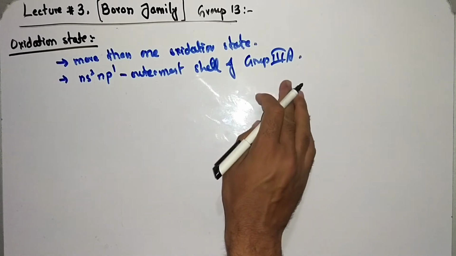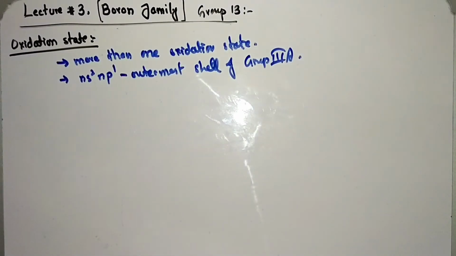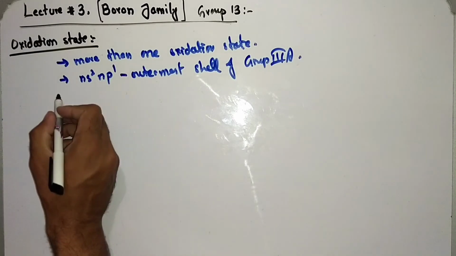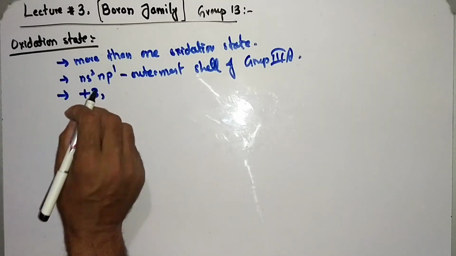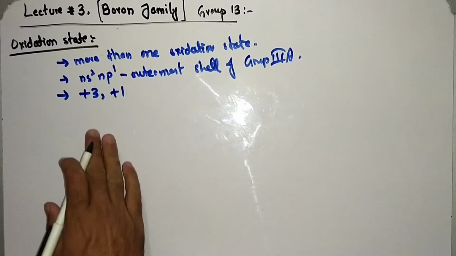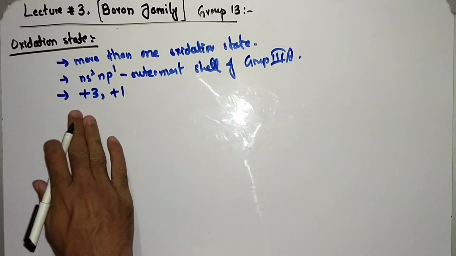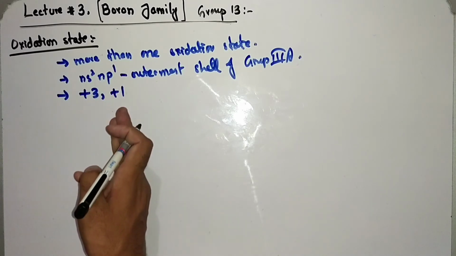Or you can say the third group elements. The expected oxidation states are +3 and +1. In this group, the expected oxidation state is either +3 or +1. Why can it not be +2? Only +3 or +1. Either it will be in the +3 oxidation state or in the +1 oxidation state.